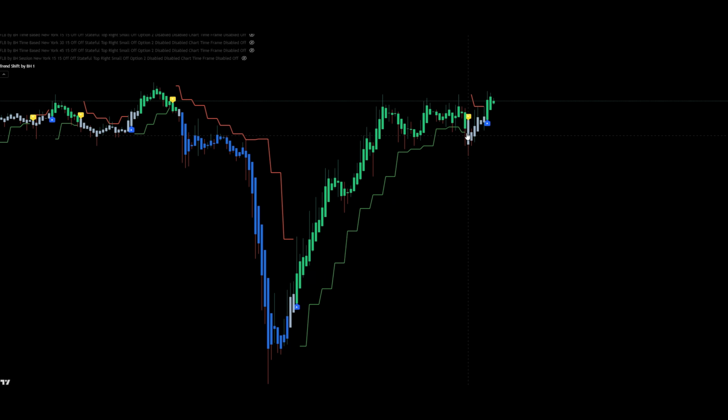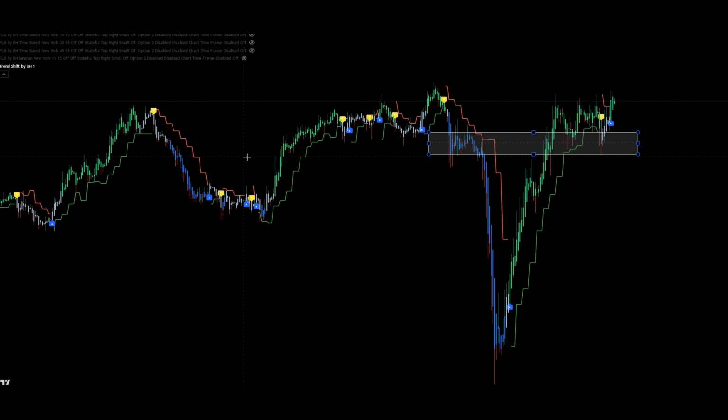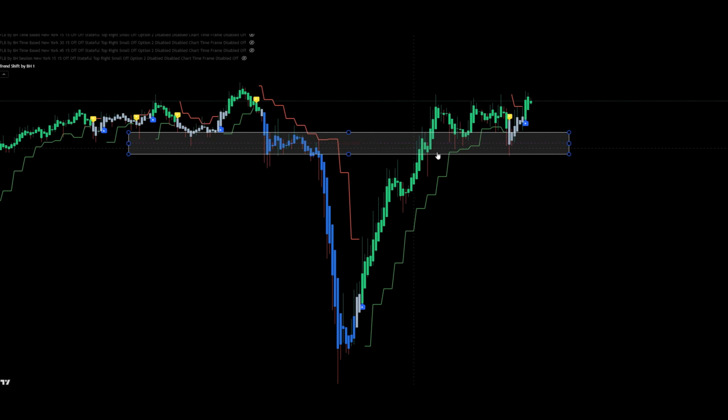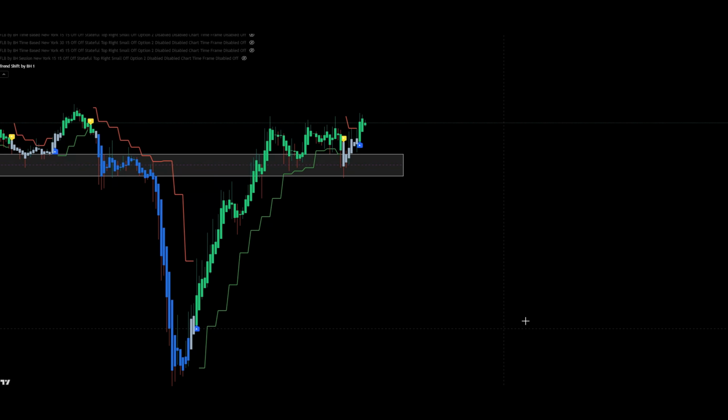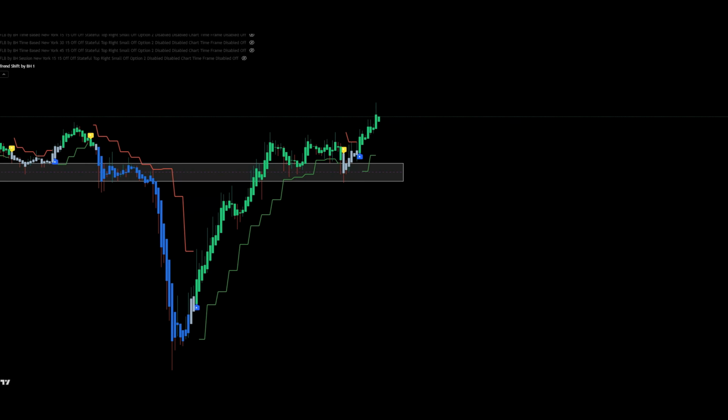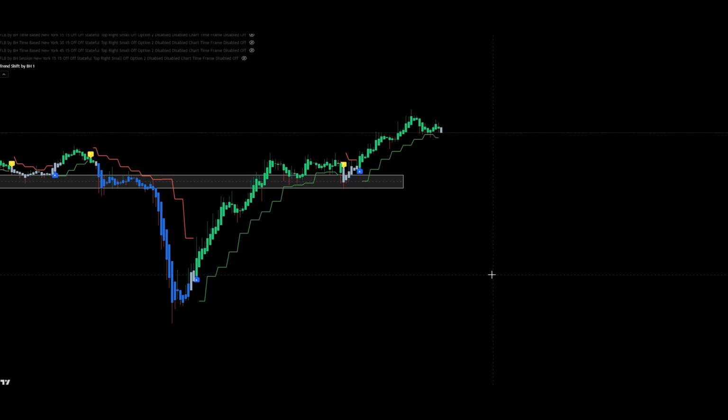So we have our trend breakdown and we have our trend breakup. So we draw our zone. Does that make sense? Yeah, it makes sense. All right, cool. Now we're waiting for price to bust underneath it. And it just never does.